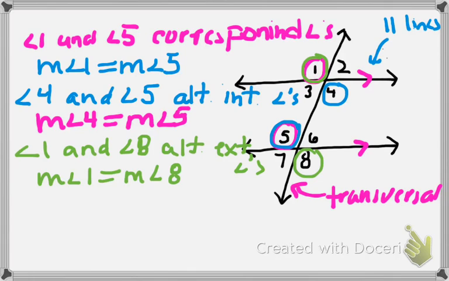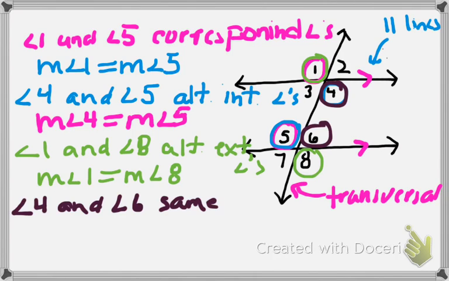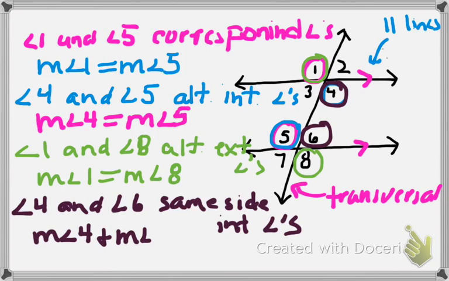So the next one we're going to look at is, for example, angle 4 and angle 6. Angle 4 and angle 6 are called same side interior angles. Again, they're angles that are inside, so they're in between the parallel lines, and they're on the same side of the transversal. Now, just by eyeballing those 2 angles, you can see that they cannot be equal to each other. Angle 6 is clearly acute, and angle 4 is clearly obtuse. The relationship between those 2 is that the measure of angle 4 plus the measure of angle 6 equals 180 degrees.